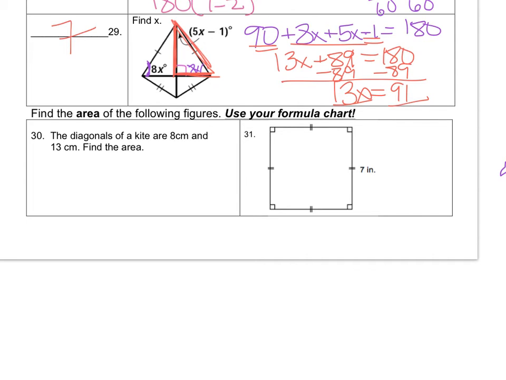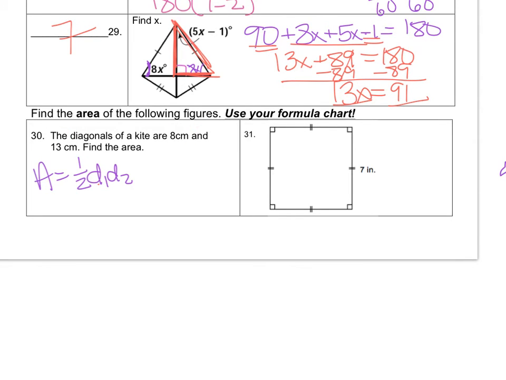Okay, on the next couple of problems, we're looking for the area. Make sure you're getting out your formula chart and using your formulas. It says the diagonals of the kite are 8 centimeters and 13 centimeters. So if you're looking at the formula, it says A equals 1/2 D1 D2. It doesn't tell you what the D stands for. It wants you to know that. You need to know what the D stands for. So D just means diagonals. So we're looking for both diagonals, diagonal 1 and diagonal 2. Well, luckily those are both given to us, so just plug it in the formula.